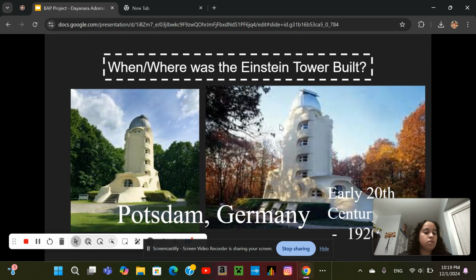The tower was constructed to house a solar observatory for testing Einstein's theory of relativity, and it remains an architectural landmark, combining the elements of expressionism and modernistic design to reflect both its scientific purpose and aesthetic innovation.